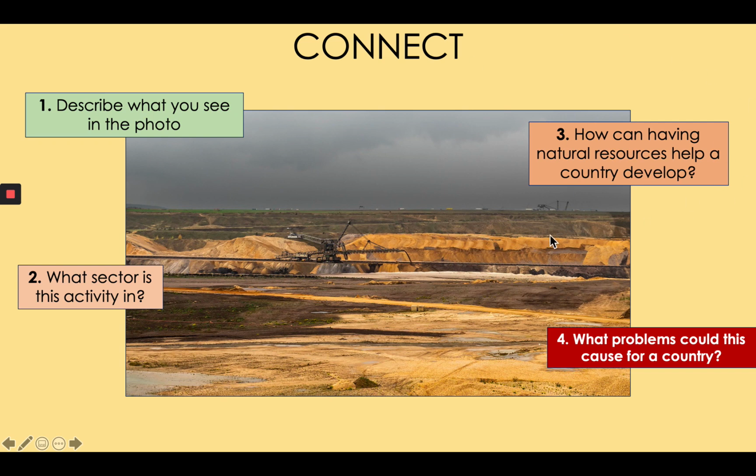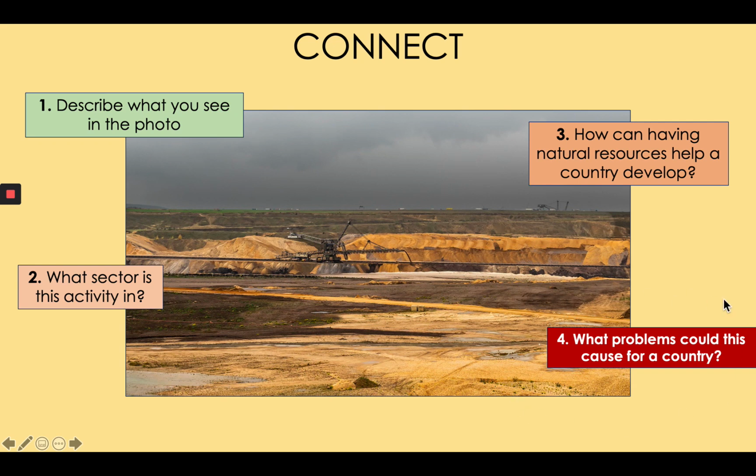3, how can having natural resources help a country develop? Well, you should have put that natural resources such as copper or gold or diamonds or silver or anything found under the ground like oil can help a country develop because either they can be exported, which provides income for a country, or they can be processed into manufactured products and therefore used or exported for more. For example, copper may be manufactured into wires and then sold for more than it would be just as copper.